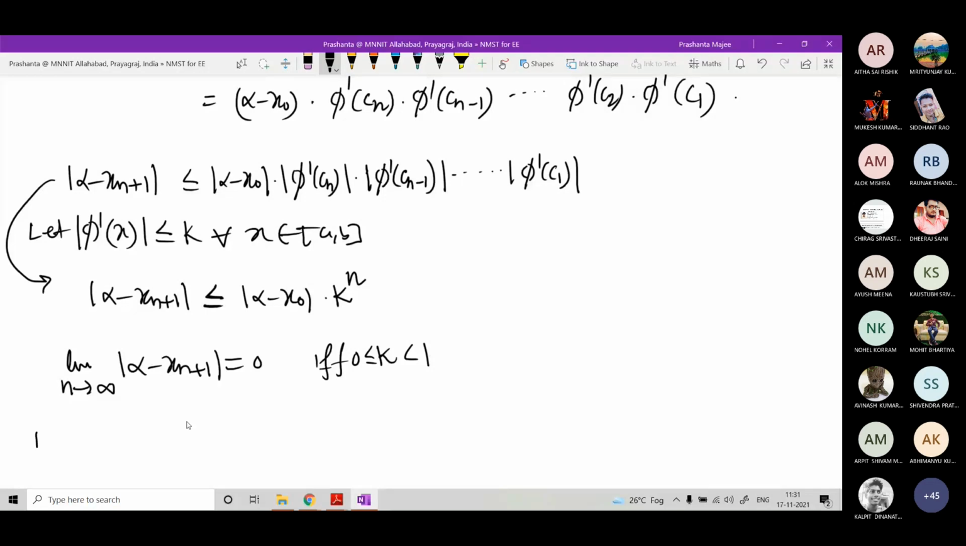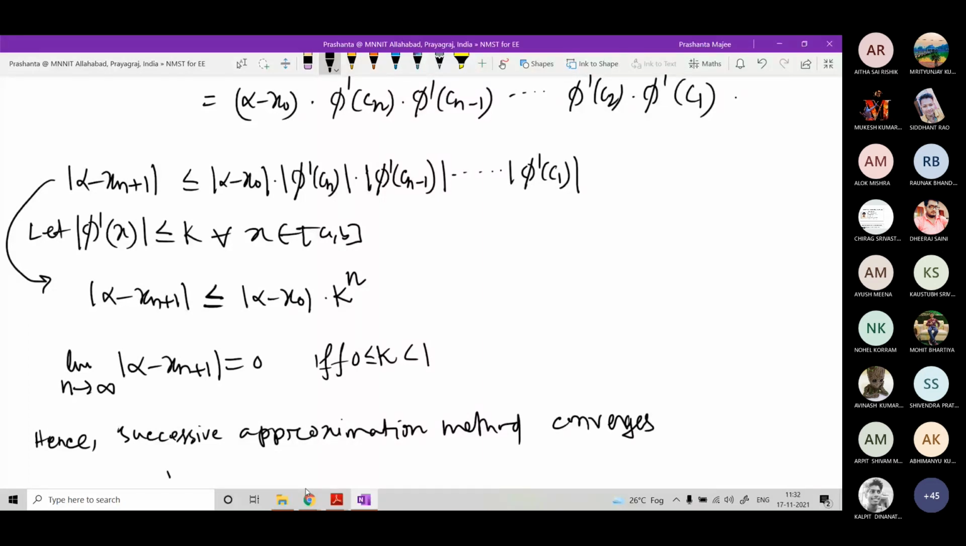Hence, successive approximation method converges when phi dash x is less than or equal to k, less than 1, for all x belonging to the considered interval (a, b) in which you are planning to find a root.